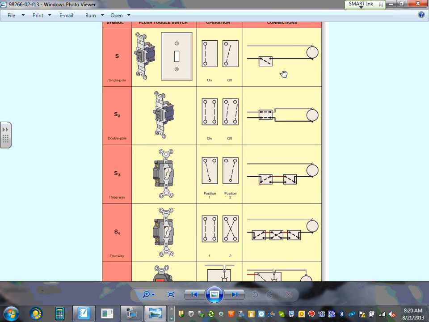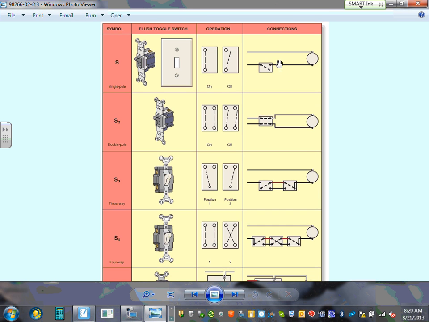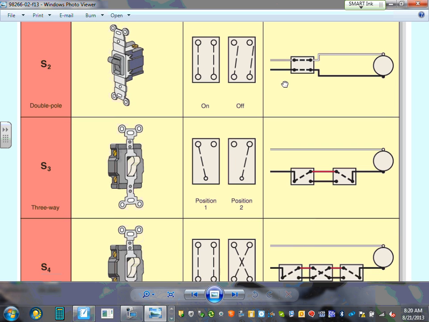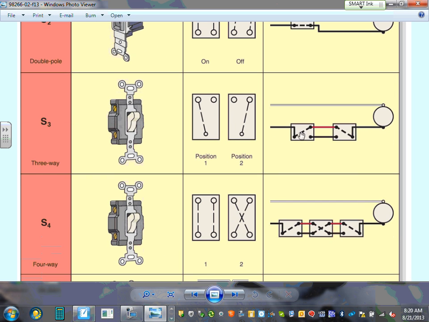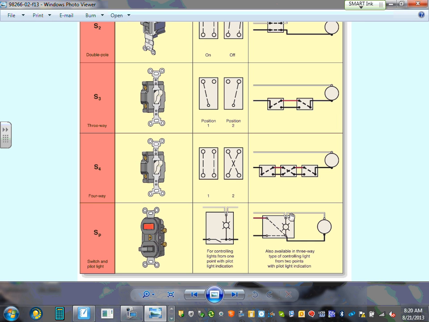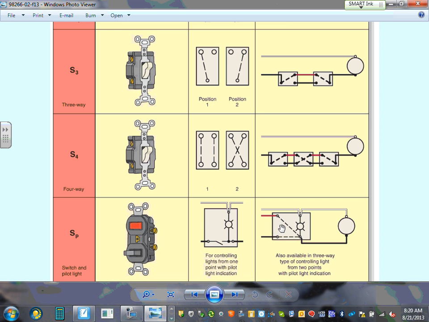So this looks like a single pole. This is my double pole. Can you see you're breaking two hots or a hot and a neutral? This is a three-way switch. This is the wiring method for a three-way switch. This is your four-way switch. This is a pilot. All these are wiring methods.